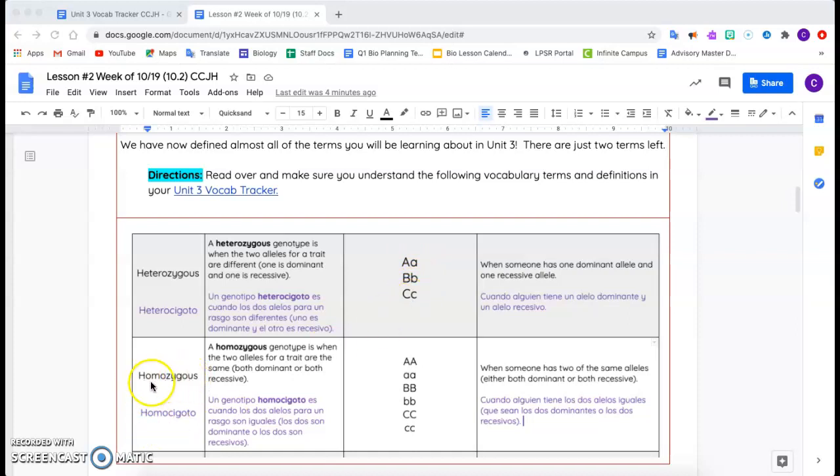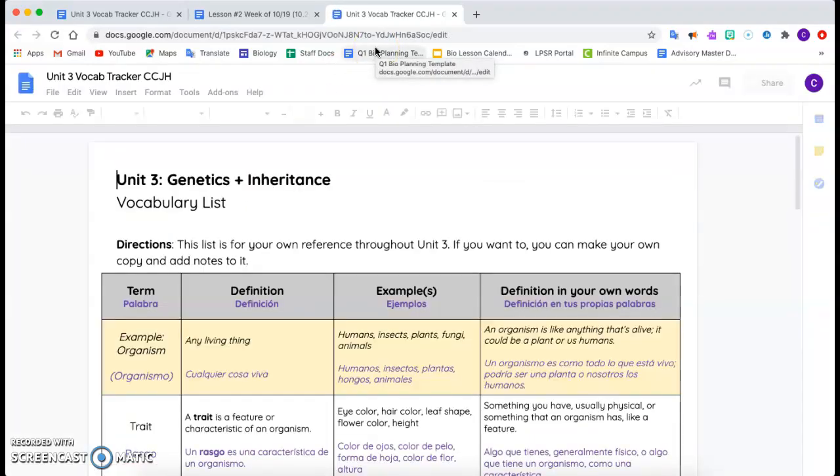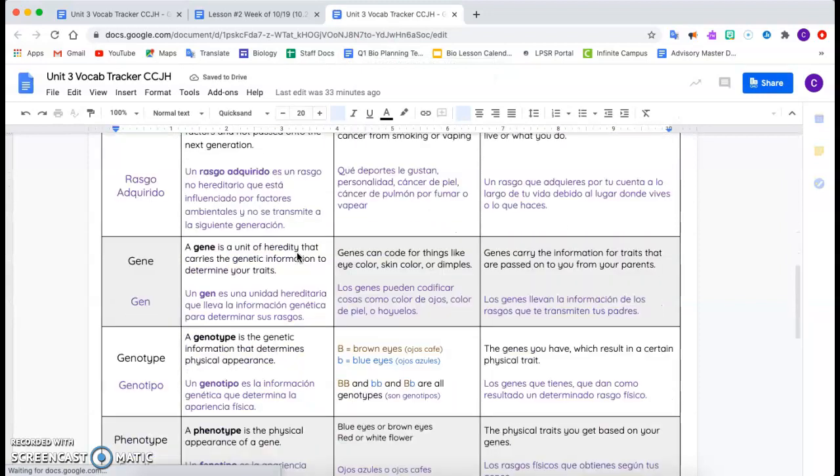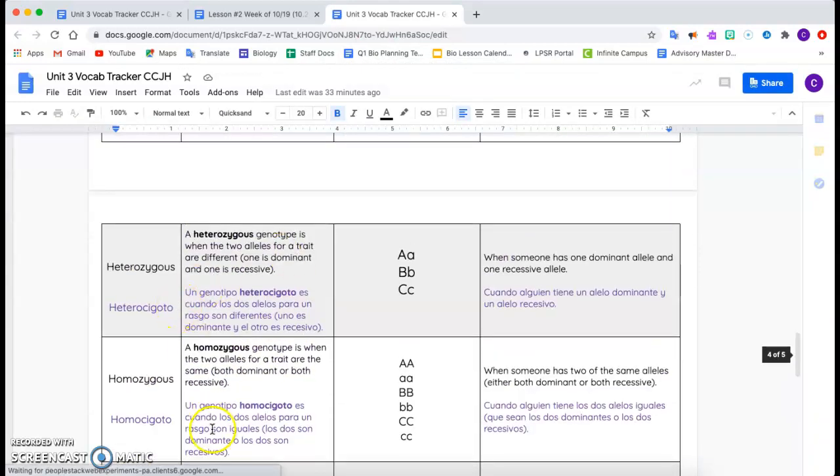Whereas homozygous, homo means same. So a homozygous genotype is when the 2 alleles for a trait are the same. Either they're both dominant, like capital A, or both recessive, like little a. Make sure that you understand these. You can also open up the Unit 3 vocab tracker. If you have your own copy, go ahead and copy these words in. But if you scroll down, you will see all the way at the end, we have heterozygous and homozygous. Make sure that you understand these before moving on.